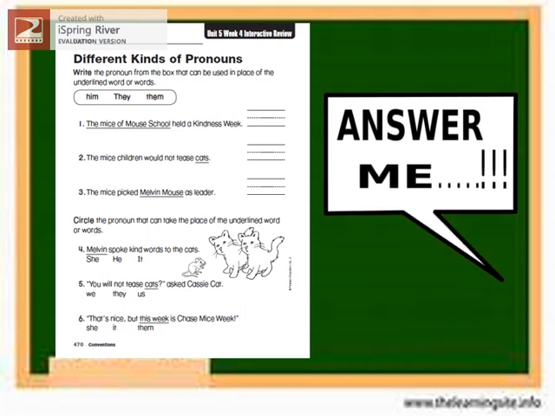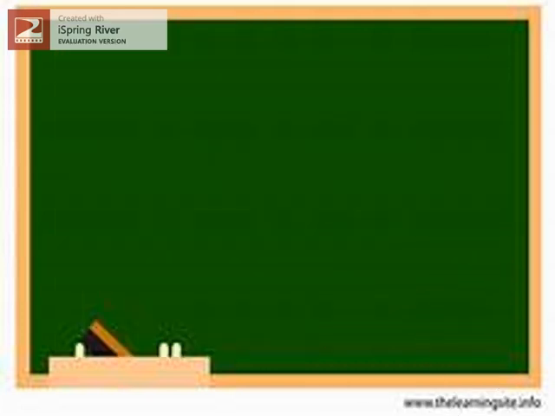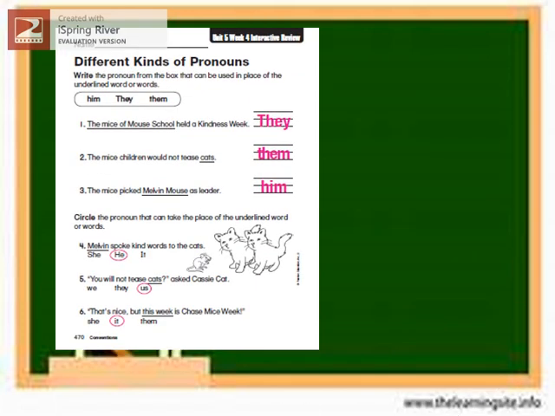Try to answer. Good luck. Let me see if your answers are correct. Number 1, the underlined words are the Mice of Mouse School. It's they. Number 2, cats. Cats comes after the action word tease. So we're going to use them.